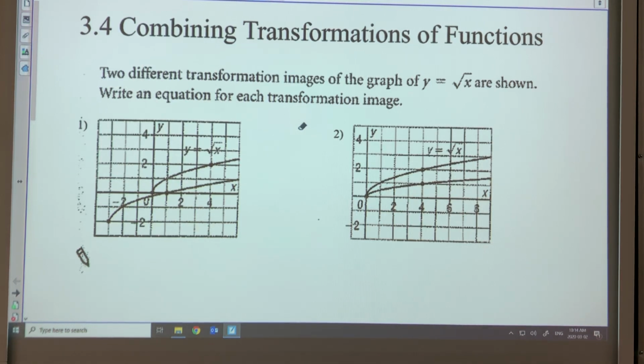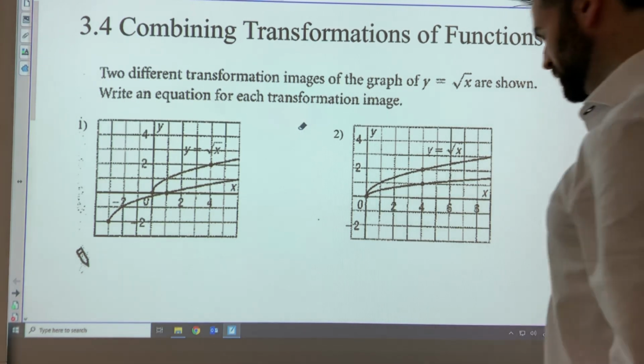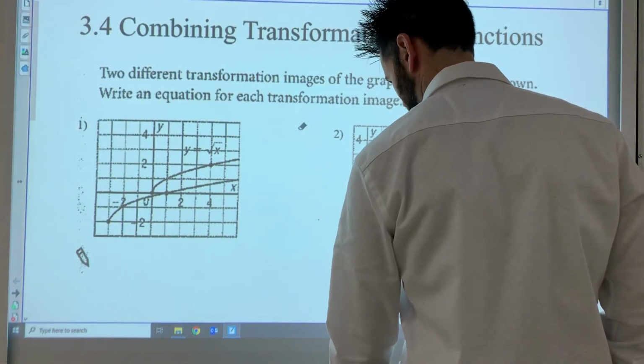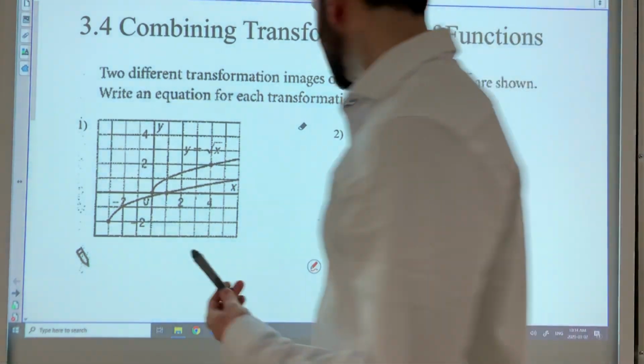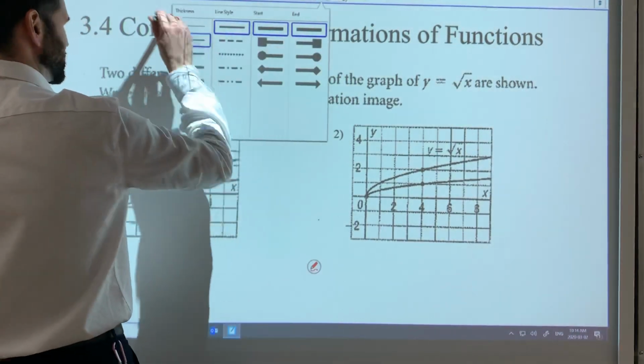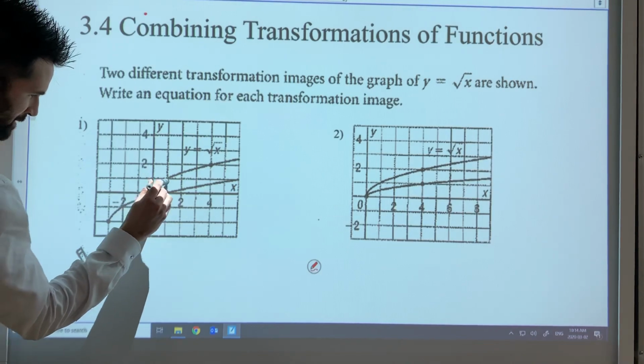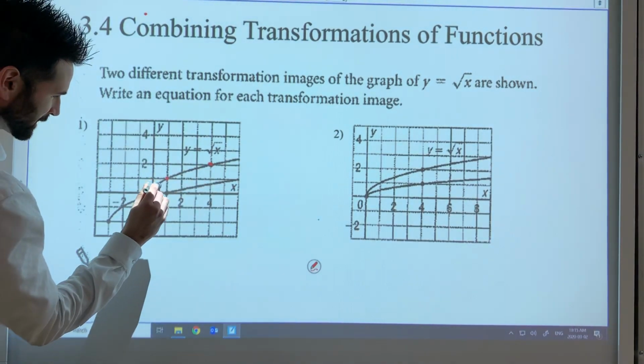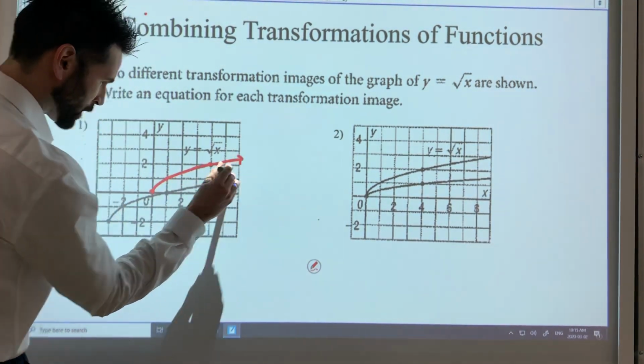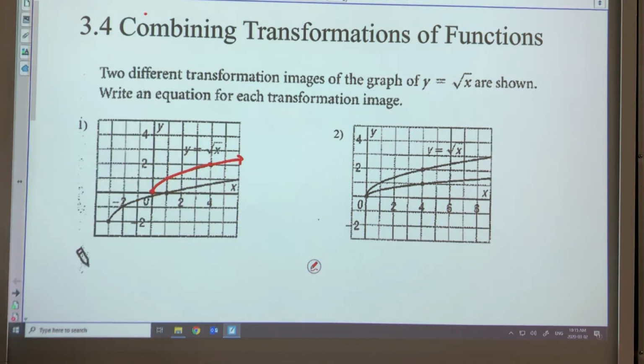Okay, still 2020. Working on section 3.4, and just a quick warm-up. We are going to look at these transformations on the graph of the square root of x. You guys had a moment to try them out already. So here's the square root of x, right there. Now there might be one or two transformations to get us down here. And it is a little bit of educated guessing and checking, right?